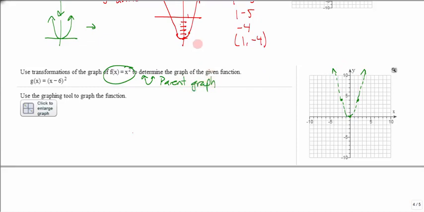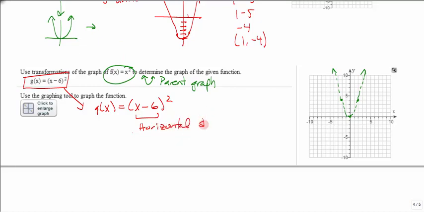And then from here, let's go ahead and look at our transformation. G of x equals (x minus 6) quantity squared. Well, this is within the argument, and because it's within the argument, we know it's going to be horizontal and it's going to be opposite of what we think. This is going to be a horizontal shift to the, now it says left, but remember it's always opposite when it's within the argument. So this is a horizontal shift to the right 6 units.